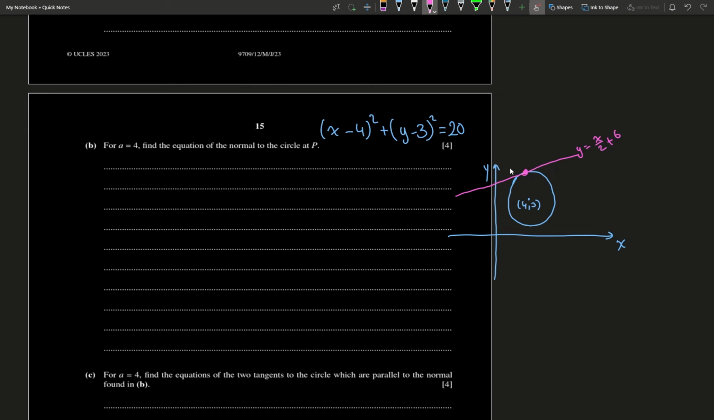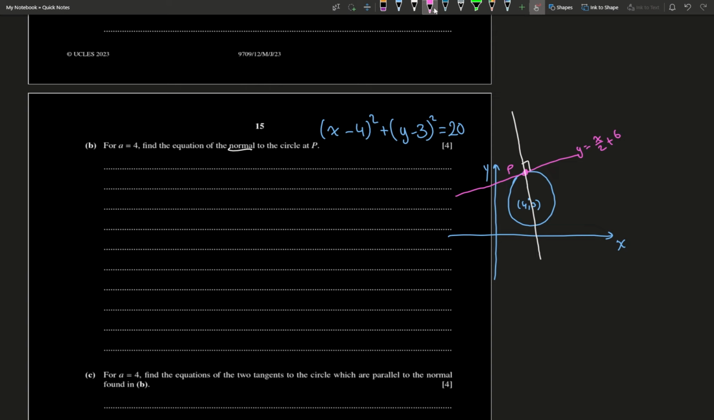at point P. The question now asks for the equation of the normal to the circle. The normal means the line that is perpendicular to the tangent. Perpendicular means it has 90 degrees. So the new shape will look like this. Oops. Good. This is 90 degrees.